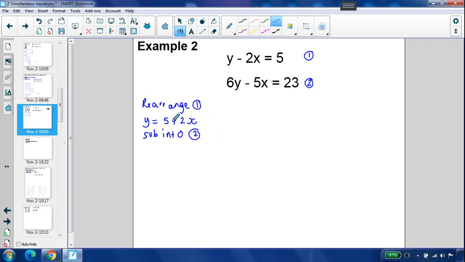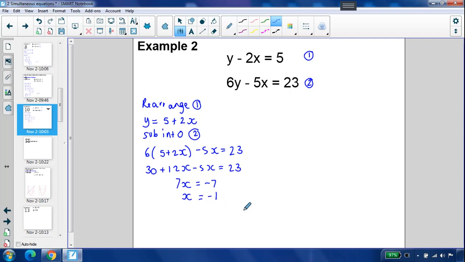So wherever you see a y, you're going to replace it with 5 plus 2x. So 6 multiplied by 5 plus 2x minus 5x is equal to 23. Now let's expand. 30 plus 12x minus 5x is equal to 23. I'm going to collect the x terms together and move this 30 over to the other side. So I'm going to have 7x is equal to minus 7. And then when I divide by 7, I'm going to have x is equal to minus 1.